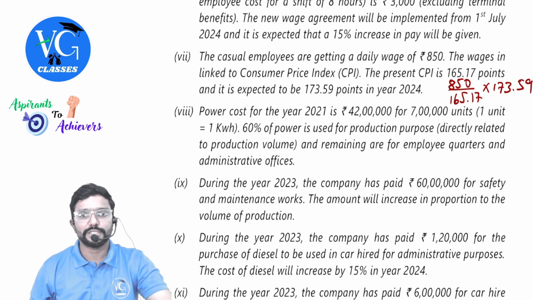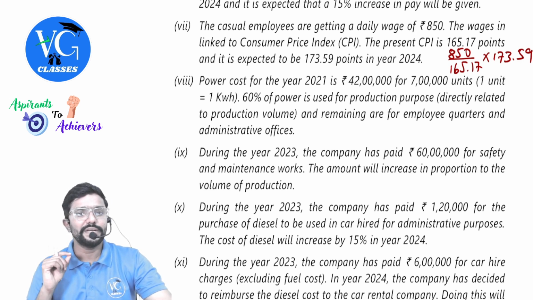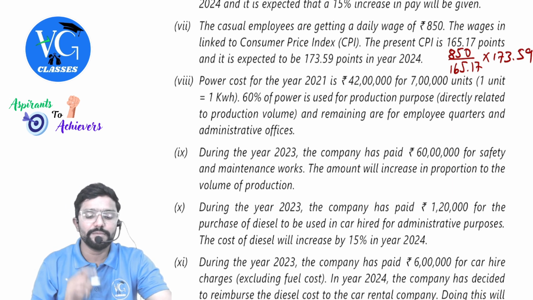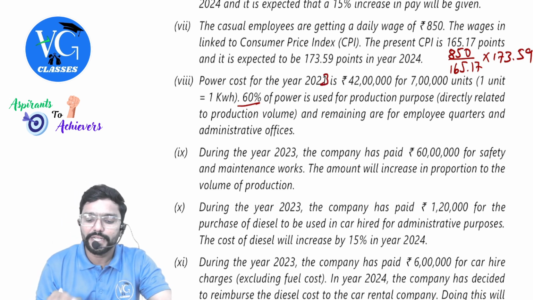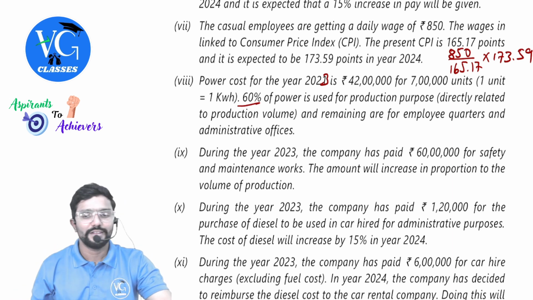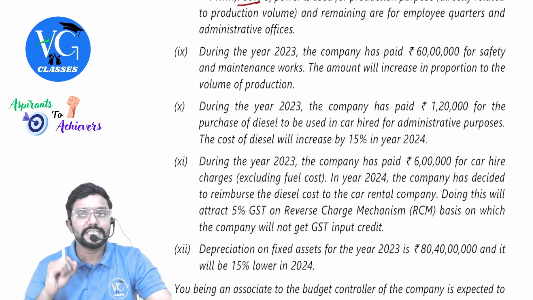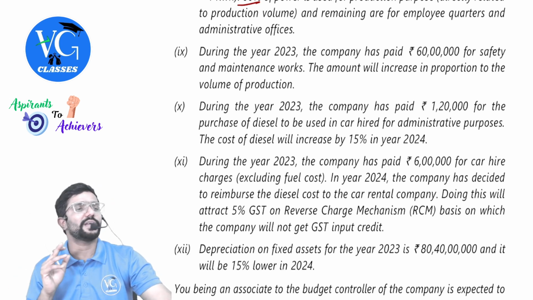Power cost for the year 2021 is 42 lakh for 7 lakh units. 1 unit is equal to 1 kilowatt. 60% of the power is used for production, directly related to production volume, and the remaining is for employee quarters and the administrative office. In simple terms, 60% is variable, which will vary with your production. Guys, this is again 2023, it should be, not 2021. Make it 2023. During the year 2023, the company has paid 60 lakh for safety and maintenance works. The amount will increase in proportion to the volume of production.